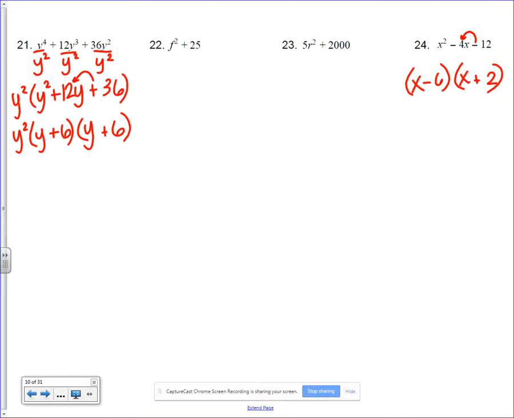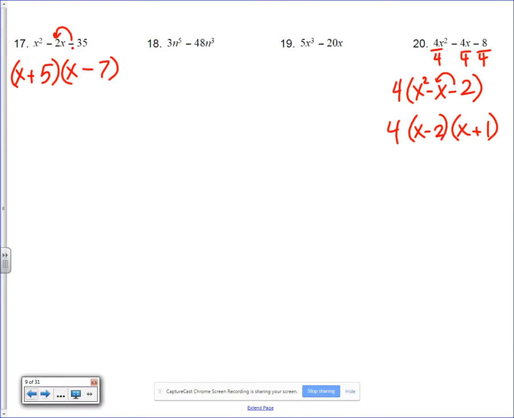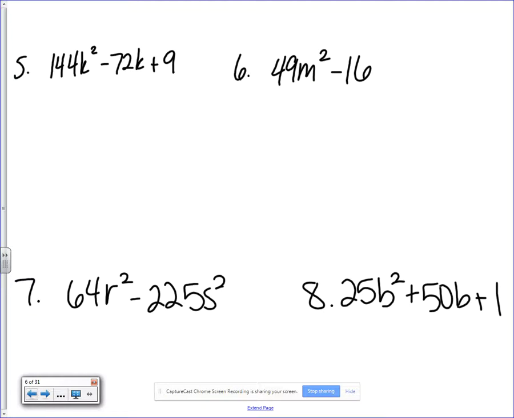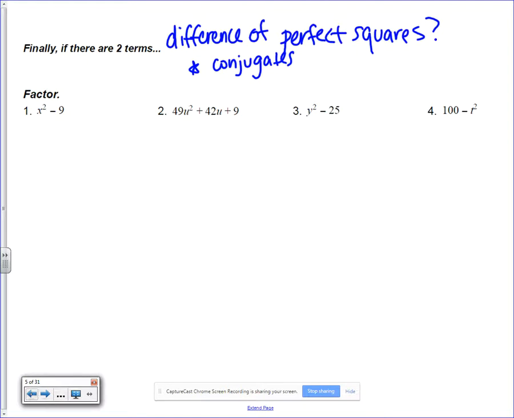Like number 1. Two-termers. First of all, you still got to ask yourself, do you have a GCF? No. So, like it says up there, if there are two terms, is it the difference of perfect squares? Folks, what does difference mean? Subtraction. Do we have subtraction in there? Are they both perfect squares? Yes, 1 is a perfect square and 9 is a perfect square.